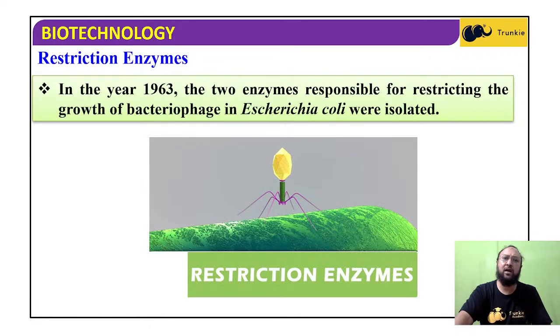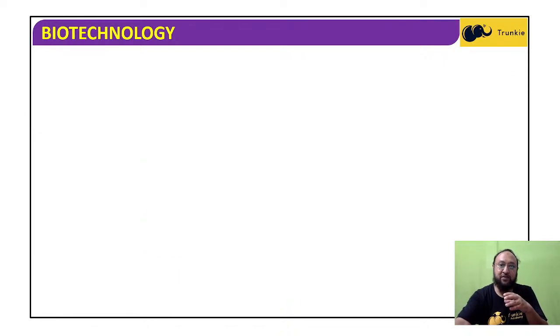Restriction enzymes: in 1963, the two enzymes responsible for restricting the growth of bacteriophage in Escherichia coli were isolated, for the first time. This discovery started a new era in science and the field of biotechnology. This restriction enzyme plays a very important role in biotechnology. So this was the restriction enzyme.